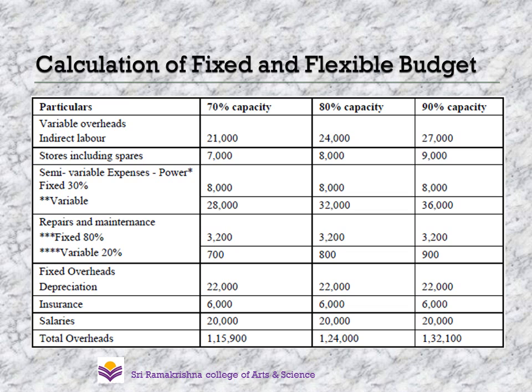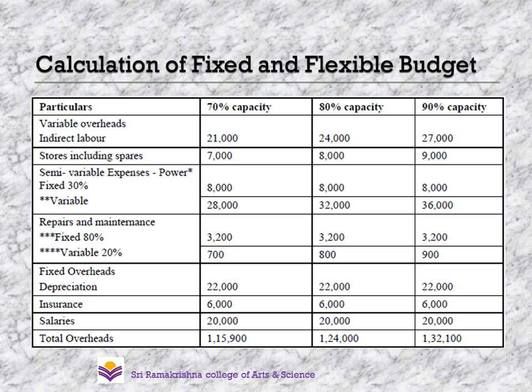Stores including spares are also calculated in the same way. And semi-variable expenses, which have both fixed and variable components, are given as 30% fixed and the remaining 70% variable, where the 30% fixed will be the same for all capacity levels, and the variable 70% may vary for all capacity levels. And for repairs and maintenance, fixed is 80% and variable is 20%, where the fixed 80% remains the same for all capacity levels, and the 20% varies for all capacity levels.